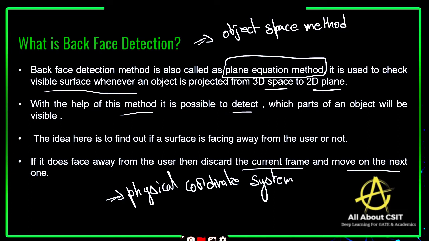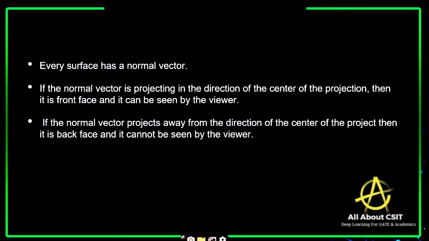The idea here is to find out if a surface is facing away from the user or not. Every surface in the picture has a normal vector. If the normal vector is projecting in the direction of the center of projection, then it is a front face and it can be seen by the viewer. So the front face, we are able to see. Suppose the normal vector projects away from the direction of the center of projection, that means it is the backside of that object. It is a back face and it cannot be seen by the viewer.